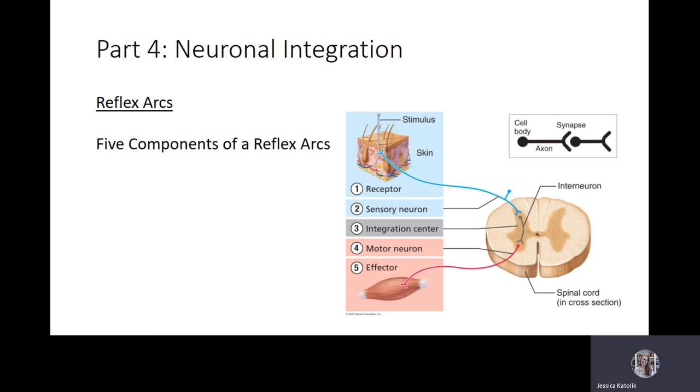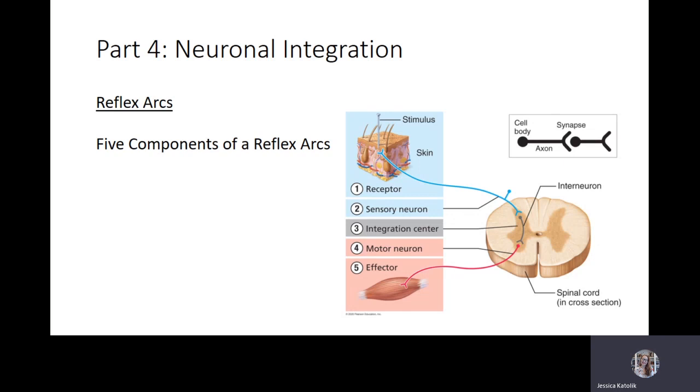The next part of the reflex arc is going to be the sensory neuron. The sensory neuron will take that electrical signal from the skin and carry it all the way to the central nervous system. In this situation, we're going to be using the spinal cord within this example. Within the spinal cord, we're going to have the integration center.